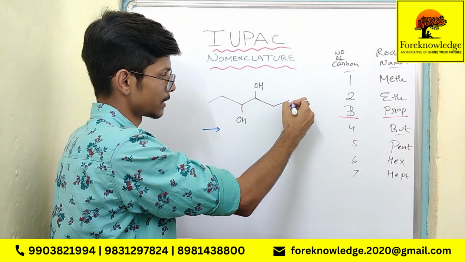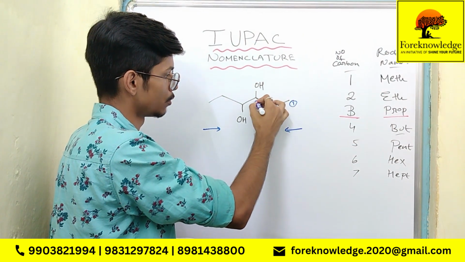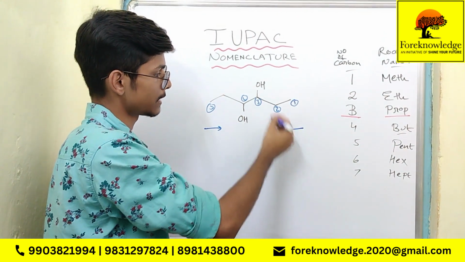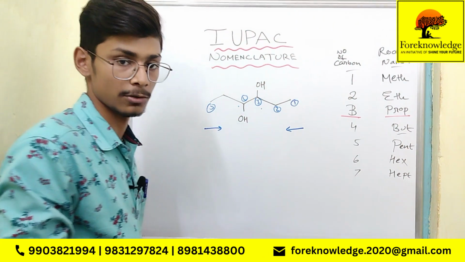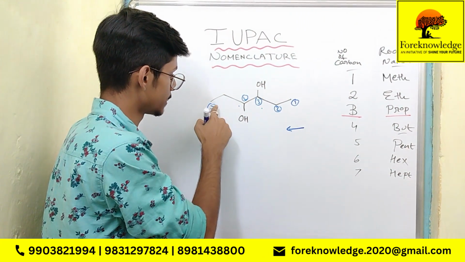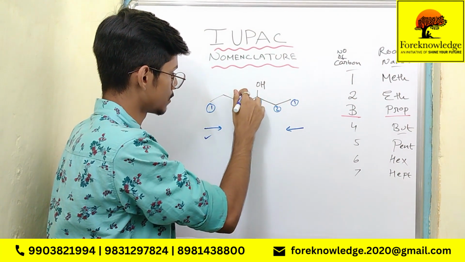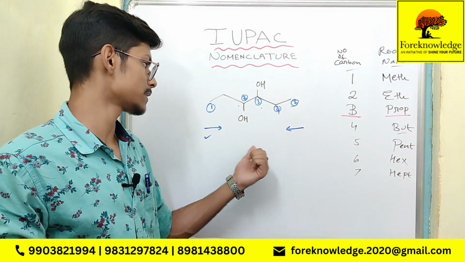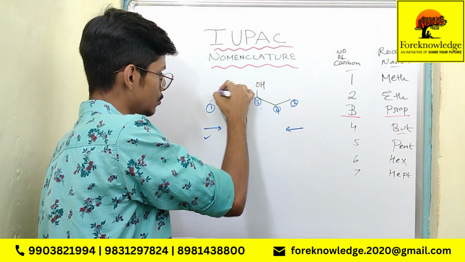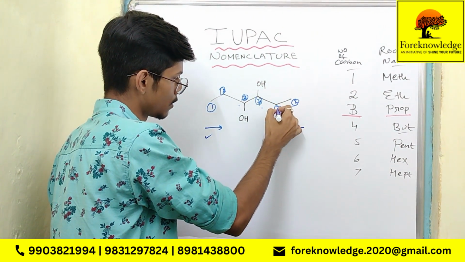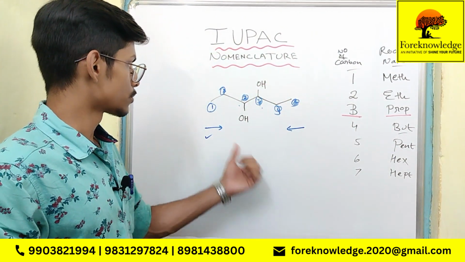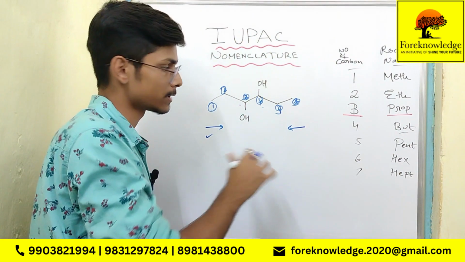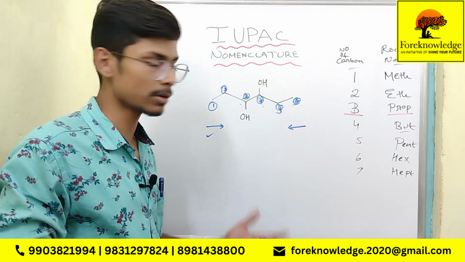Now let me show you an example. If I start counting from this side, 1, 2, 3, 4, 5, 6, then at the third position and at the fourth position OH is present. Okay. Now if I start counting from the other side, 1, 2, 3, 4, 5, 6, then also the OH is present at the third and fourth positions. So it doesn't matter from which side we start counting. Okay, so it doesn't matter.